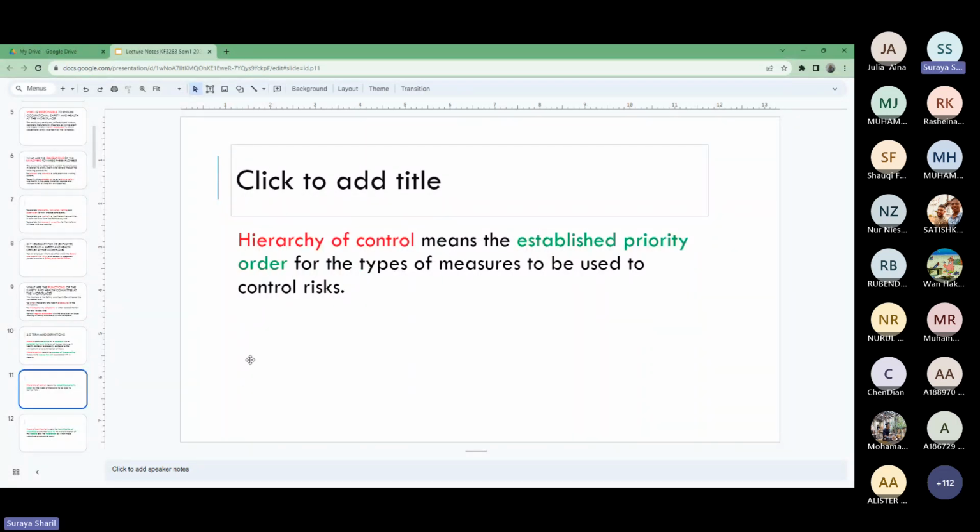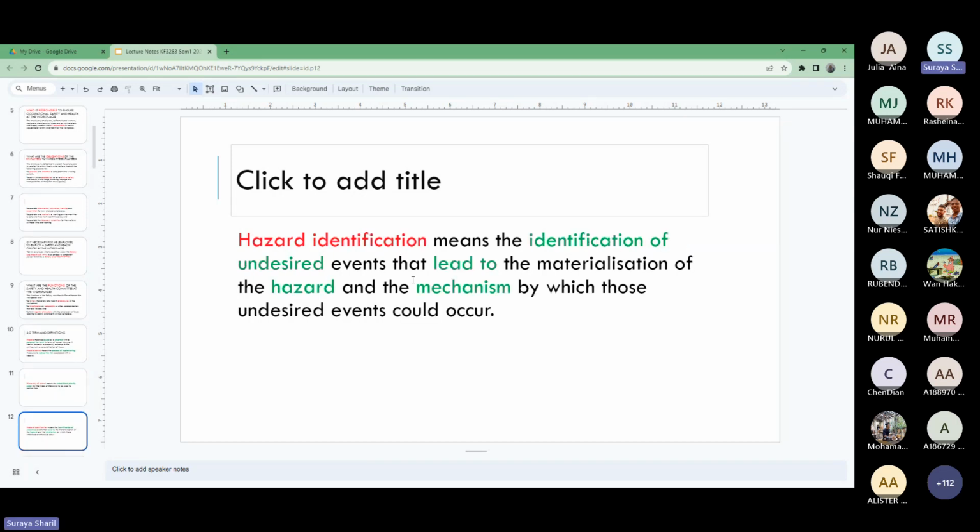The next term is hierarchy of control, meaning the established priority order for the types of measure to be used to control risk. Next is another term, hazard identification, meaning the identification of undesired events that lead to the materialization of the hazard and the mechanism by which those undesired events could occur.